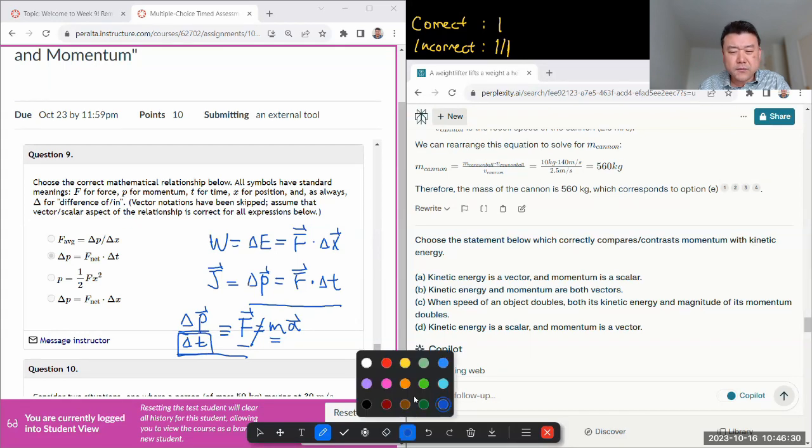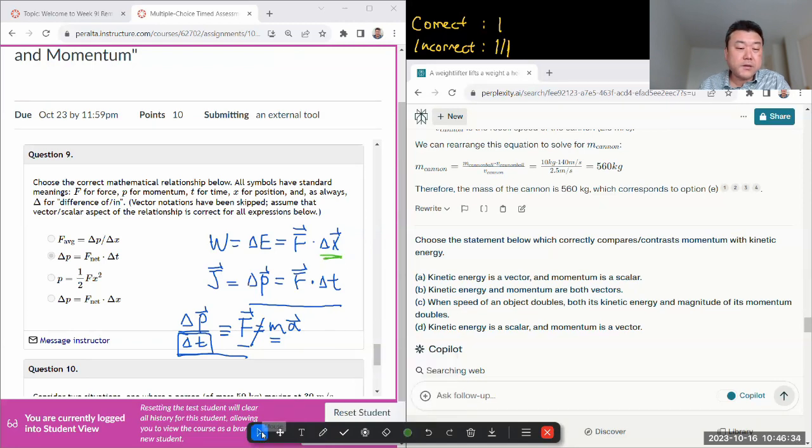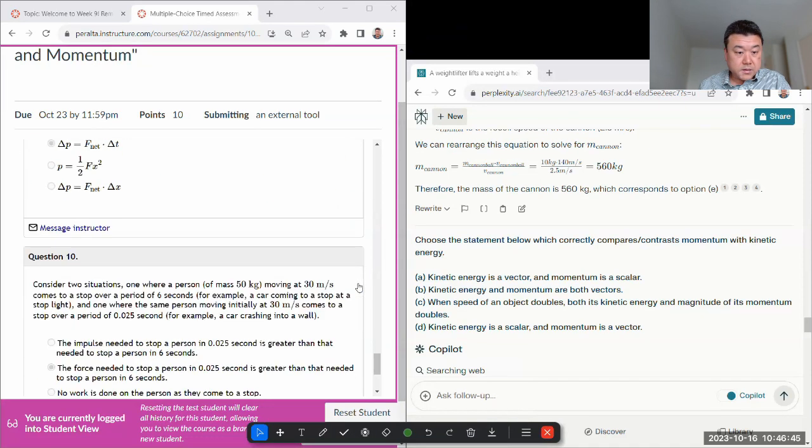I think the set of choices here is trying to confuse you with the delta x, and those relate to work done, not momentum. So change in momentum is net force times duration of time. That is the correct relationship. Okay, let me look at the last one.